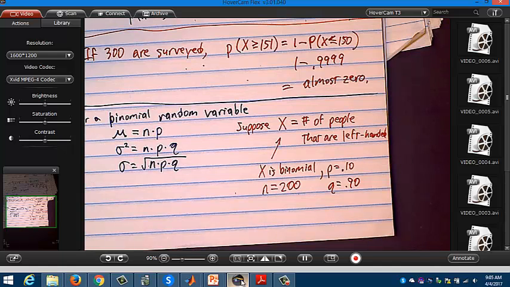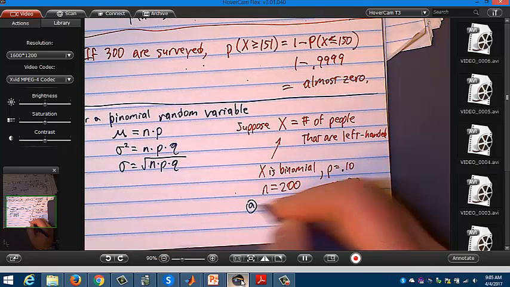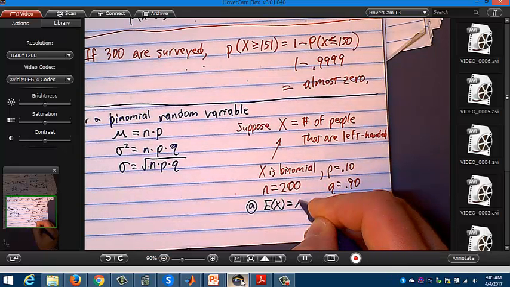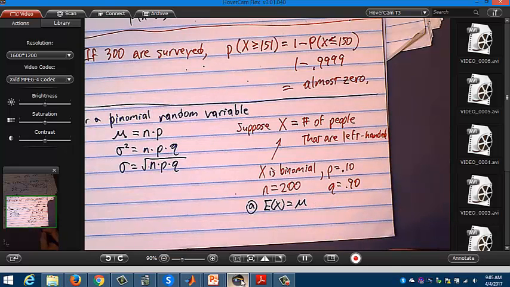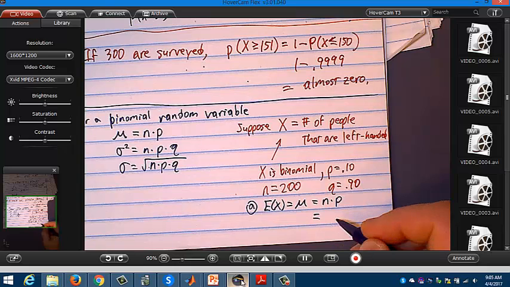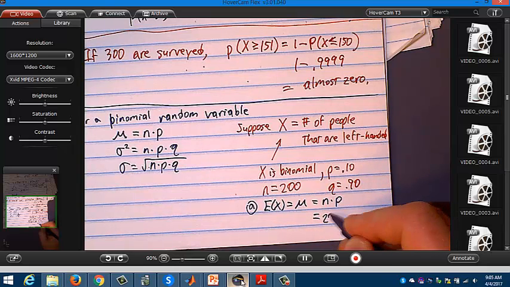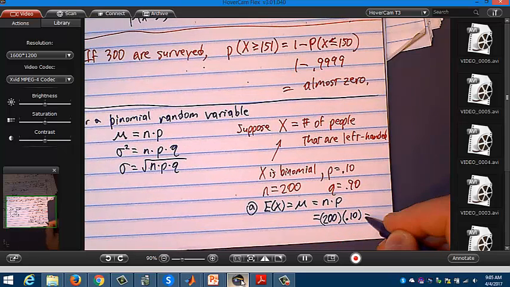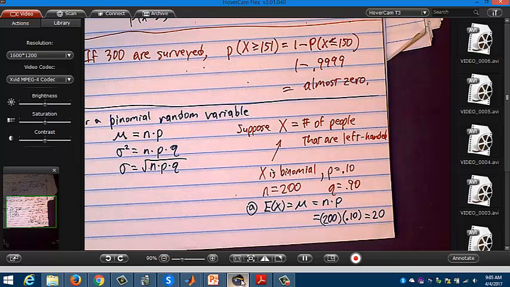So question is, how many people would you expect to be left-handed? Part A. Well, remember that the expected value of x, that's the same as the mean. We said expected value. What's that mean? It means the mean. And so it's going to be n times p, because it's 200 times what? 10%. Does that make sense to you? We would expect 20 people to be left-handed?